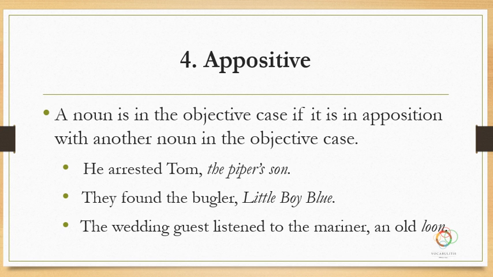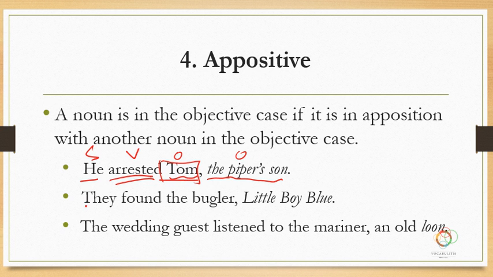Number 4 is appositive. We've seen appositives before, so it's the same situation, except when you're using that appositive, the piper's son, this is an appositive for this word Tom, and you have to think about how this word is used in the main sentence. The sentence is, he arrested Tom: subject, verb, object, the direct object. So let me put a square on it. If that's an object, the appositive to that object is also in the objective case.